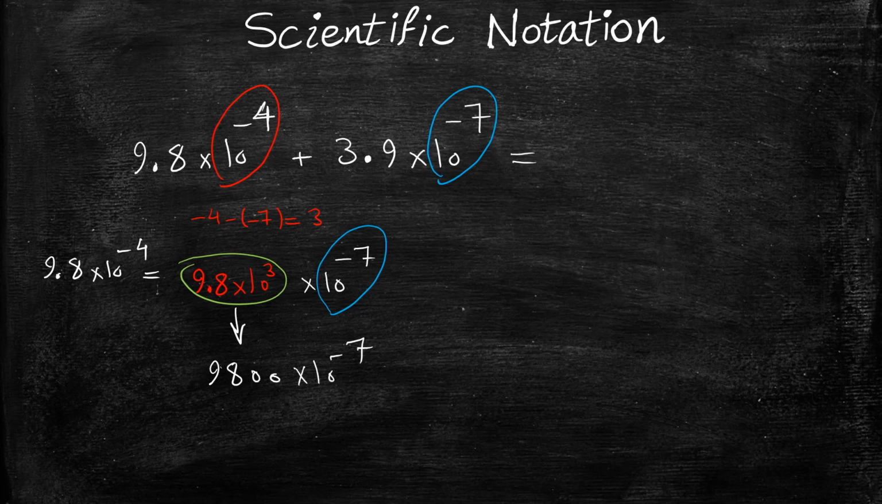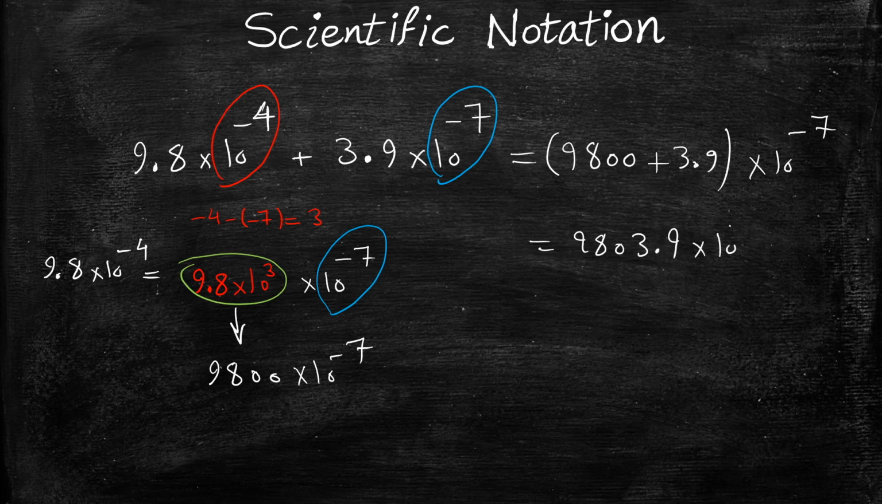Now we can perform the addition. So we say 9,800 plus 3.9, close the parenthesis, times 10 to the negative 7. So we do this addition, very simple, equals 9,803.9 times 10 to the negative 7. Now, one thing we didn't discuss. This is not presented in scientific notation, so we can also do that and make it look like scientific notation.